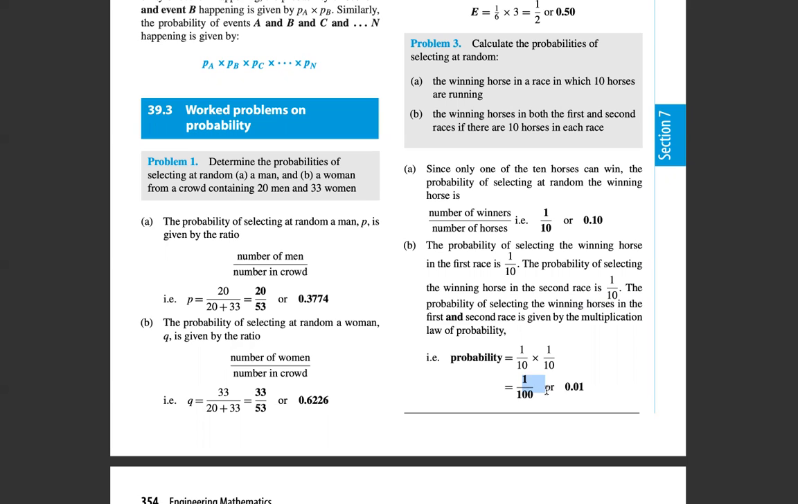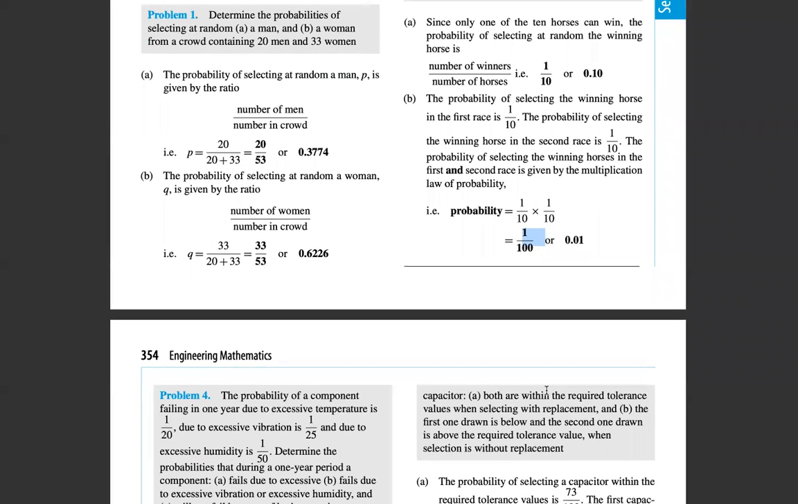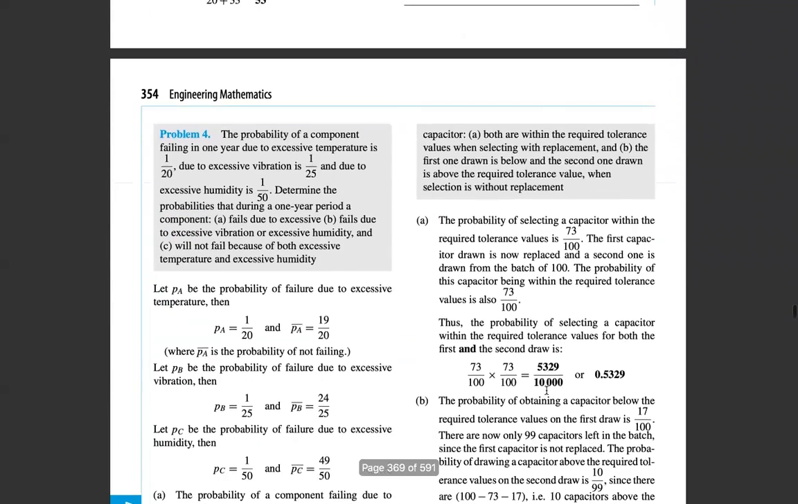Right? And out of all of them, selecting a winning horse in the first race is just one choice, and one choice in the second one. When we multiply that, we still get one. So it's 1 over 100. It's a very small chance that you get the winners for both races. Okay.